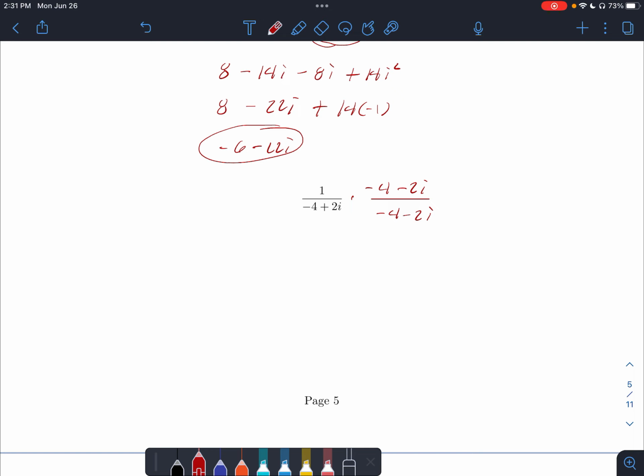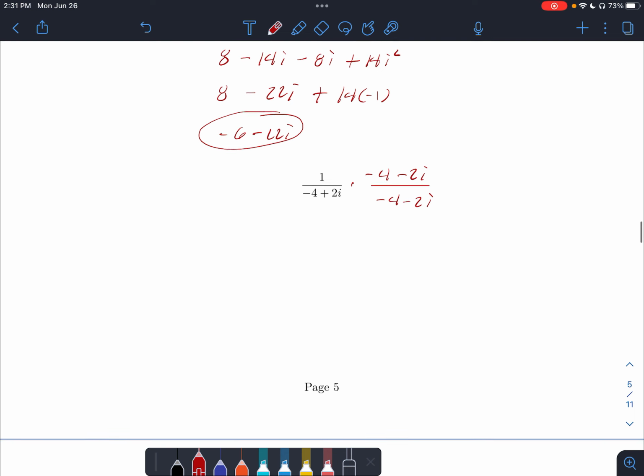So then we're going to just have a whole number of some sort, or at least not a number with an imaginary part in the denominator, and we'll be left with any imaginary parts in the numerator, which is exactly what we're looking for. Okay, and again, this works because if you have negative 4 minus 2i over negative 4 minus 2i, that's a number over itself. That's just equal to 1. So we didn't actually do anything.